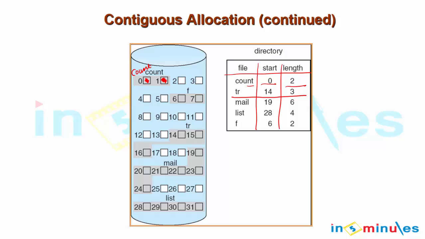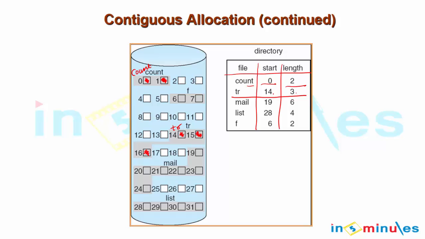Similarly, if we talk about file tr, we would go through one simple way. It starts in block 14 and has a size of 3. Let's see, block 14 and size of 3. So this would belong to file tr as it is shown over here. Similarly, other files can be read.